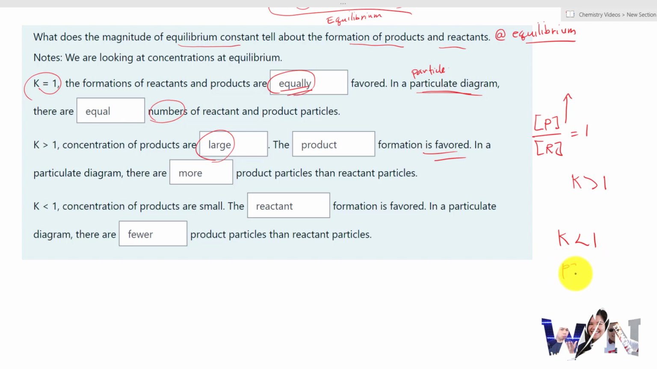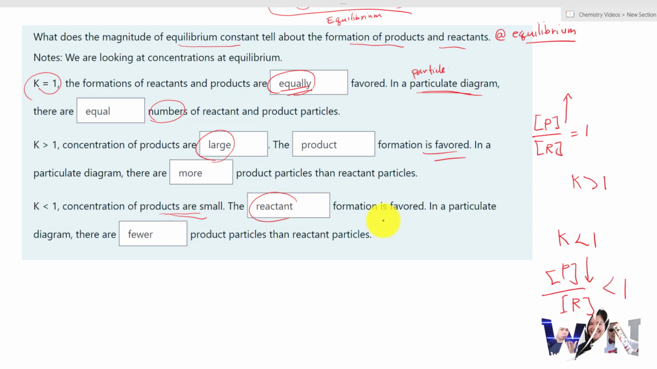So let's go the other way around, where K is less than 1. The only way that works, if we look at K, again, in terms of product over reactant, is that you would have a lower product, right? Because the lower it is, when you divide it, you will have a value less than 1. So if that's the case, you can say that the product is small. And here's the tricky part. Sometimes they don't use the exact wording as we use it here. They use it in terms of reactant. If that's the case, the reactant is more, okay? So be careful with the wording. For consistency, we use the term product. So the product is small. Therefore, the reactant formation is favored.